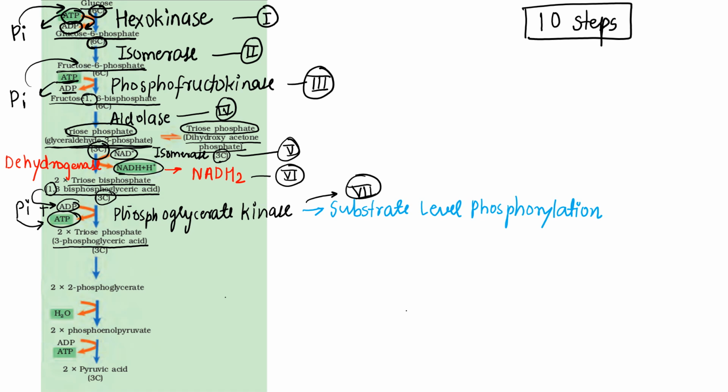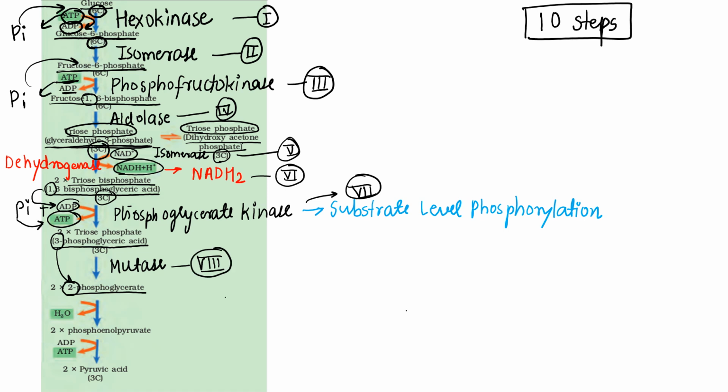In the eighth step, 3-phosphoglyceric acid gets converted to 2-phosphoglycerate. Here the enzyme is mutase because the phosphate which was present at the third carbon got replaced to the second carbon. So here mutation has taken place. This is the 8th step.